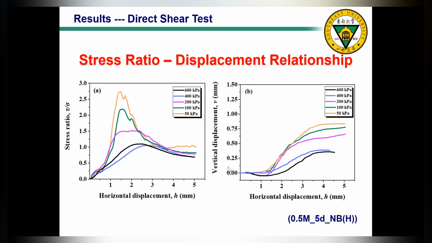And if we look at the vertical displacement, horizontal displacement relationship, at low normal stress, 50 kPa, the soil is quite dilative. However, if the normal stress is elevated to like 600 kPa, the dilation of the soil is suppressed. It becomes more contractive. Okay, so that's the general shear behavior during the direct shear test for the biocemented case.